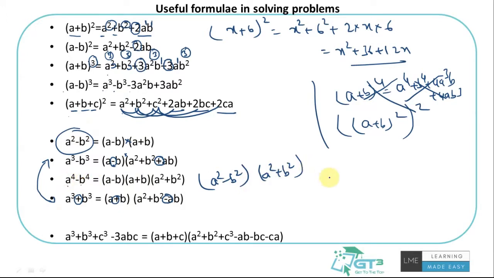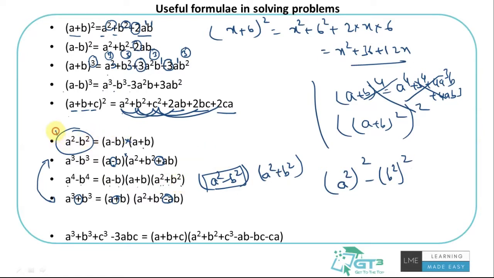What is a power 4 minus b power 4? It can be written as (a square) square minus (b square) square. Now this will become like this. So I will write a square minus b square into a square plus b square. Again, a square minus b square is split into a minus b into a plus b. So you'll have a minus b into a plus b into a square plus b square.